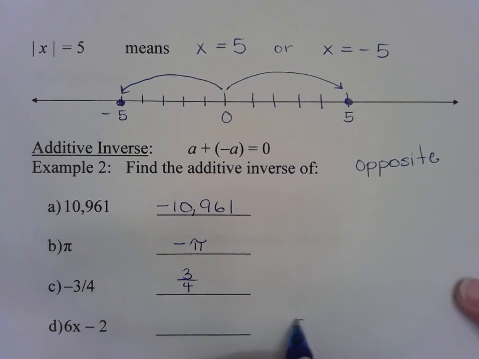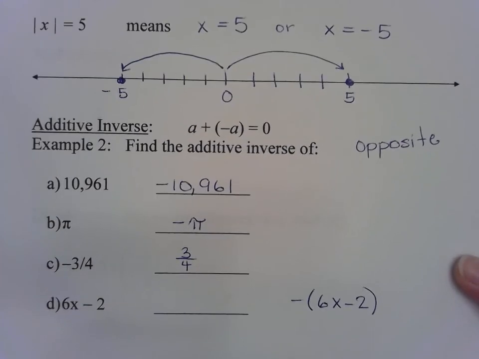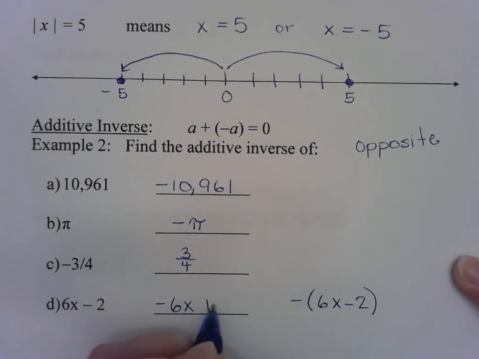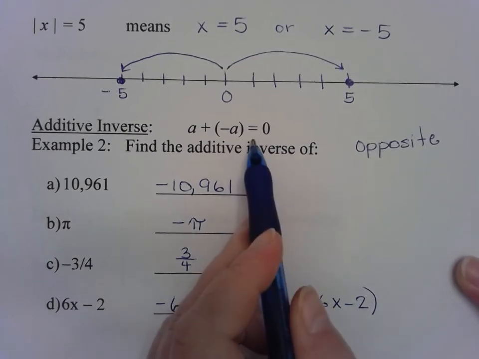The opposite of 6x minus 2: I have to make both parts opposite, so I'm kind of distributing a negative. So the 6x would be negative, and the 2 would be positive, so that if I were to add these two together, I would get 0.